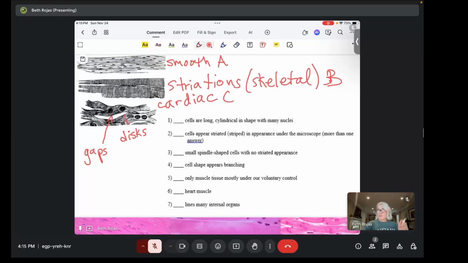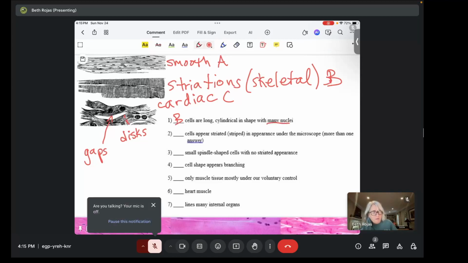Okay, so now if we just go along with this quick matching just to refresh our memories about this stuff. If they're long and cylindrical shape, many nuclei is the big clue. The skeletal has many nuclei. What are the two types of muscle tissue that are both striated? That would be B and C. No striations have a smooth appearance. That would be A, smooth muscle.